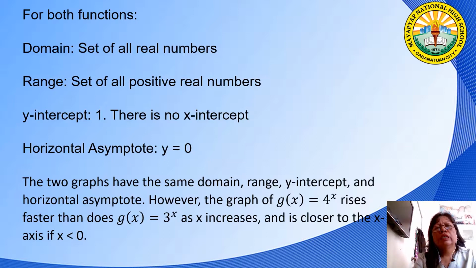However, the graph of g of x equals 4 raised to x rises faster than does f of x equals 3 raised to x as x increases, and is closer to the x-axis if x is less than 0. So the higher the value of b, the closer it is to the y-axis.